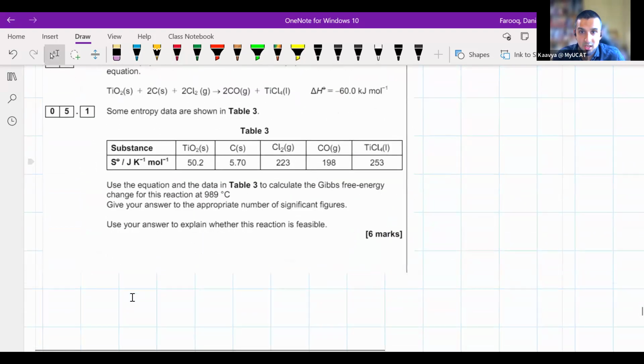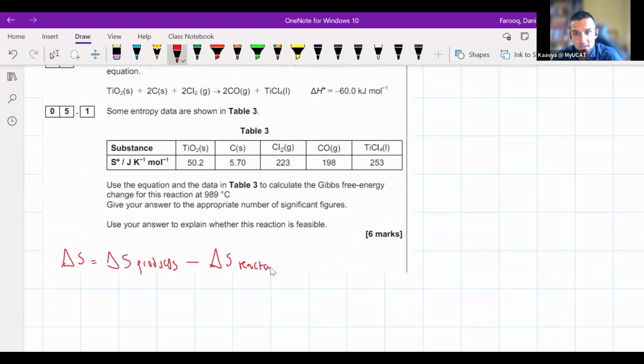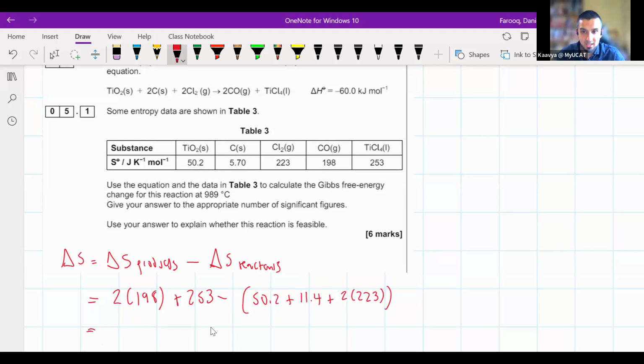So essentially we need the delta S, which will be delta S products minus delta S reactants. The products will be 2 times the CO, 2 times the 198, plus the TiCl4, which will be 253, minus the reactants. Put a minus with all brackets and add it all up. So it'll be TiO2, 50.2, plus 2 times the carbon, which is 2 times 5.7, and then 2 times the chlorine, which will be 2 times 223. So we can do that to get delta S.